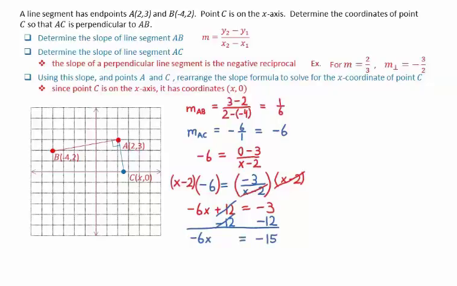And then to solve for x, we have to divide both sides by -6. This leaves x equals 5/2. We can then say that point C, which must be on the x-axis where y is equal to 0, has coordinates (5/2, 0).